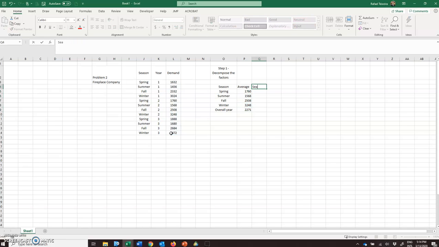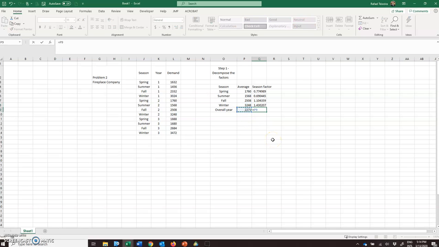Okay, now we can get the season factor. The season factor is computed for each one of the seasons by doing this. I get the average for that season and divide by the overall year average. I do this for summer, I divide this average by the overall average. I divide the fall average by the overall average. I divide the winter average by the overall average.